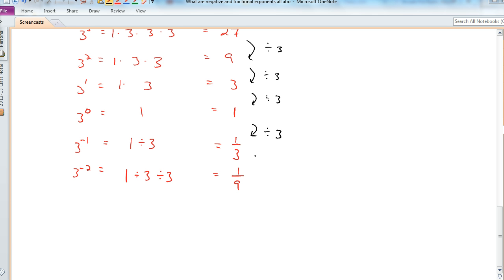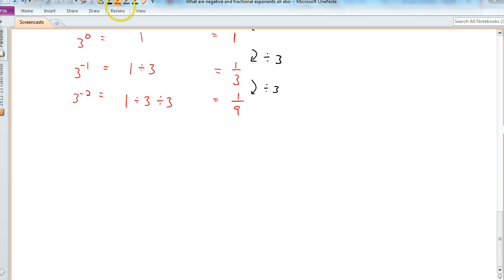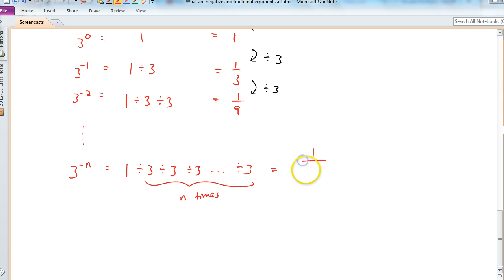Because 1/3 of 1/3 is 1/9. Okay, and so you can think about, in this respect, if I continue to do this, 3 to the negative, say, n times, I'm going to do 1 divided by 3 divided by 3 divided by 3 onwards and onwards, and I'm going to have n repetitions of that. This is going to equal 1 over 3 to the nth power.